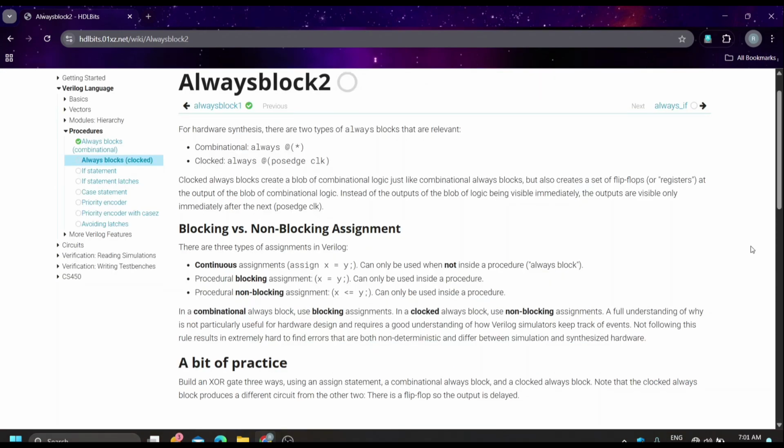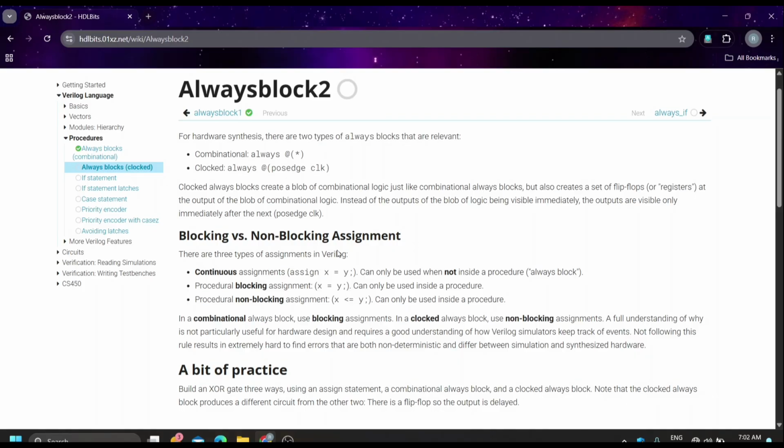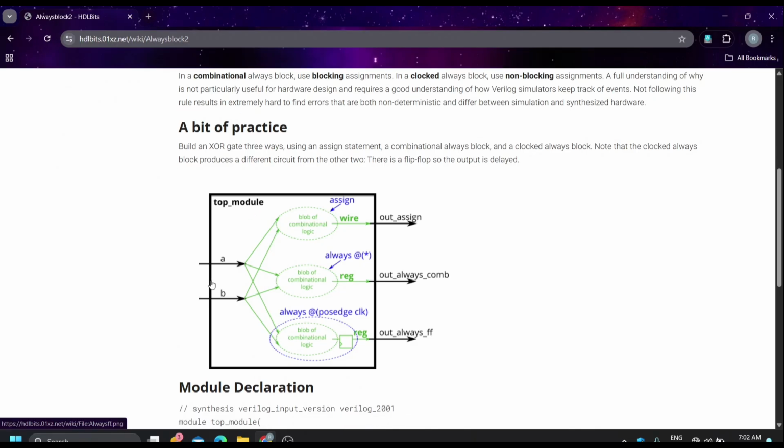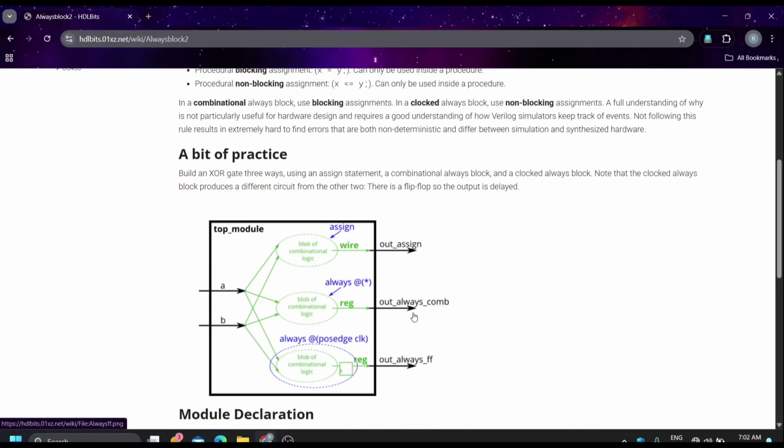In this question, they have given blocking versus non-blocking assignments. So here, this continuous assignment, like assign x is equal to y, we can use outside of the procedural block, that is the always block. And this blocking and non-blocking assignment we can use inside the always block. So when we can use blocking and when we can use non-blocking, we will see in this question. Here they mention a little bit of theory and they have given one question.